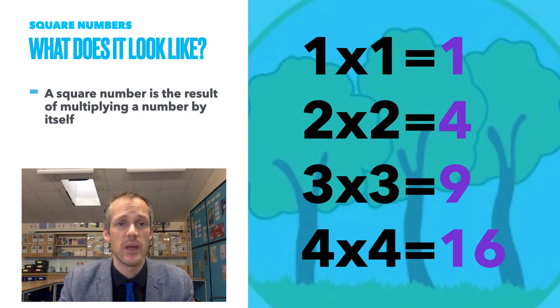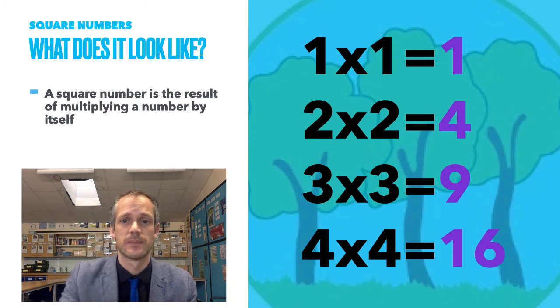2 times 2 equals 4. 4 therefore is a square number. And the same for 3 times 3 and 4 times 4. So 9 and 16 are also square numbers.